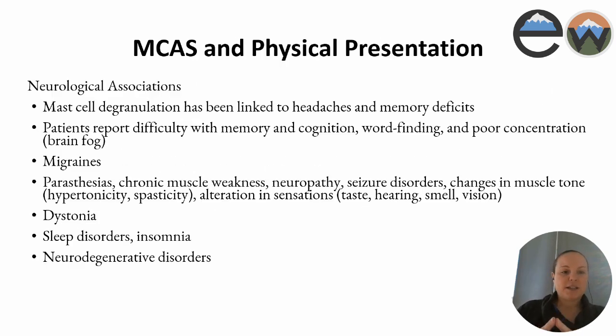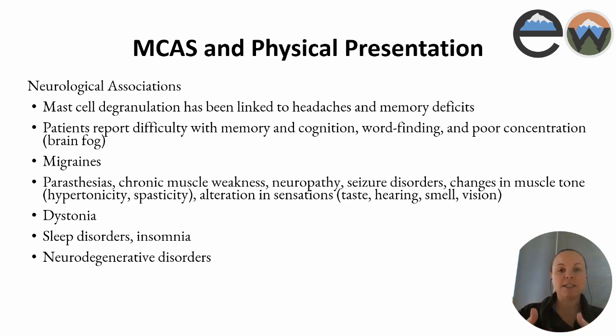So the physical presentation that we have, I just wanted to pull up the neurological associations again, because these systems really work in tandem. The immune system and the neurological system work absolutely in tandem to support each other or become dysfunctional together. Mast cell degranulation has been linked to headaches and memory deficits. So this neuroinflammatory response that can happen, especially in migraines, and the mast cell degranulation that can happen within the dura, it could be one and the same for the individual.